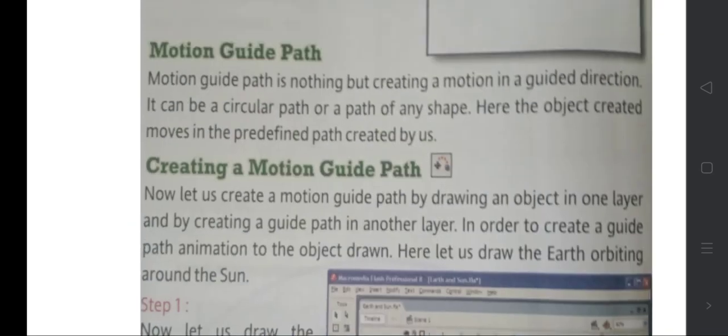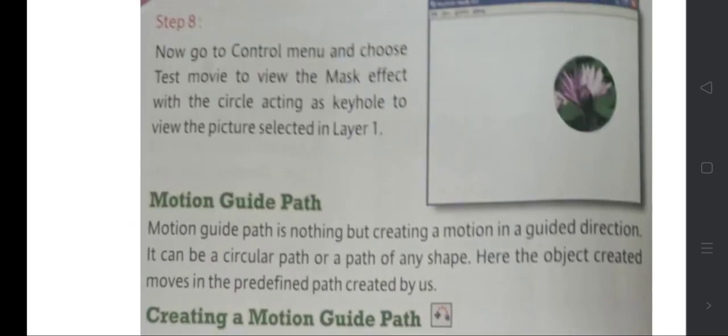Now see here, after testing the project, only the circle part alone is seen, the rest is all blank. Okay, so this is the one.